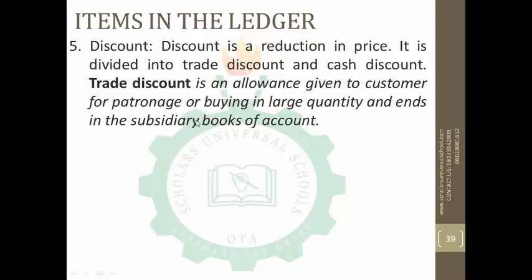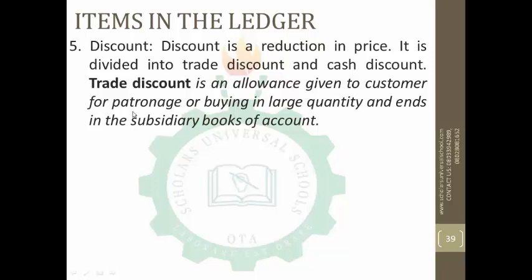Don't forget, we said the subsidiary books can also be called books of original entry, and I said they can also be called books of prime entry. Now, for trade discount, it ends there. That is, you cannot see it again. You can't see it in the ledger. It ends in the subsidiary books.